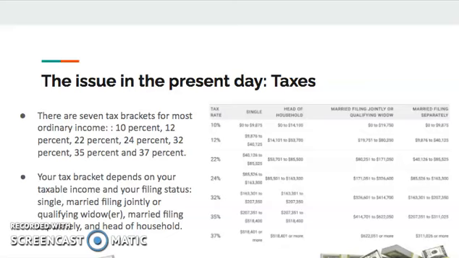The issue in the present day, taxes. There are 7 tax brackets for most ordinary income: 10%, 12, 22, 24, 32, 35, and 37%. Your tax bracket depends on your taxable income and your filing status. So if you're single, married filing jointly, or qualified widow, married filing separately, and head of household, you pay different kind of taxes. The deadline to pay taxes each year is in April.